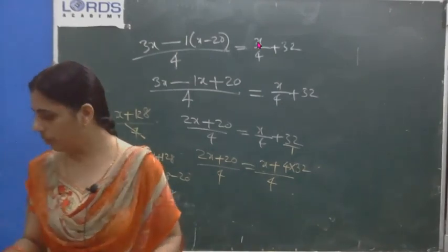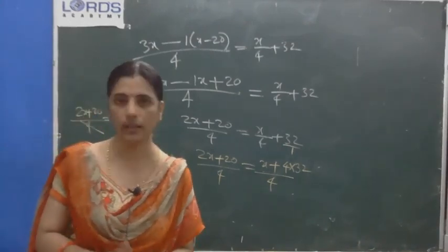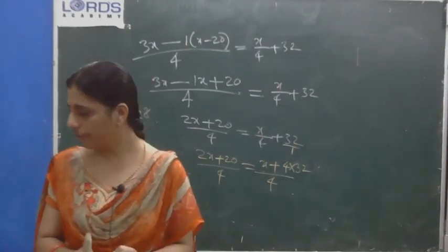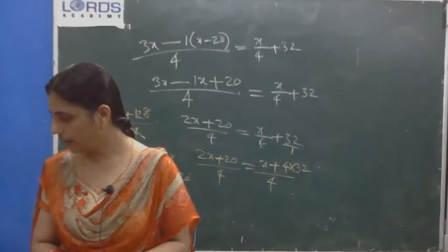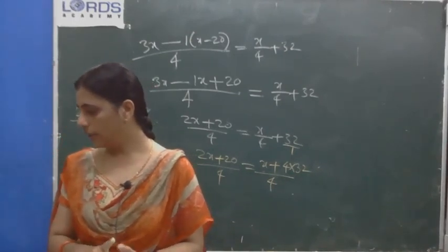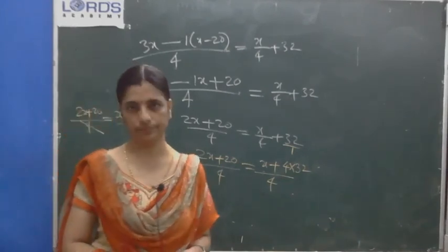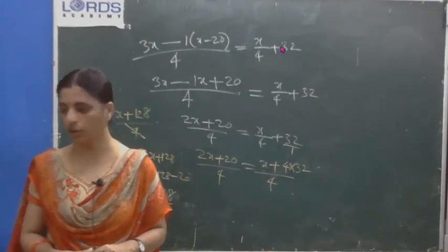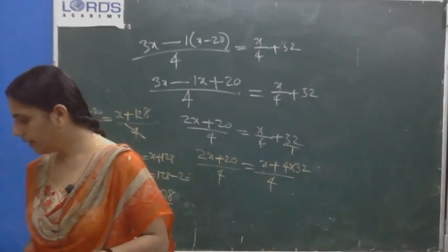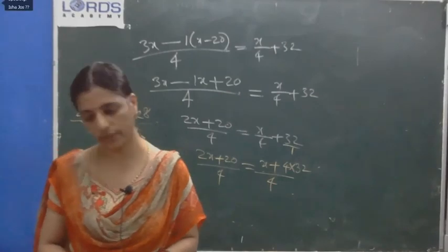Okay, please mark the homeworks. Exercise 14a, question number 5. Please note down homeworks 14a, question number 5, 7, 11, 13, 15 and 19. Clear? All the homeworks clear? 5, 7, 11, 13, 15 and 19. Okay, thank you.